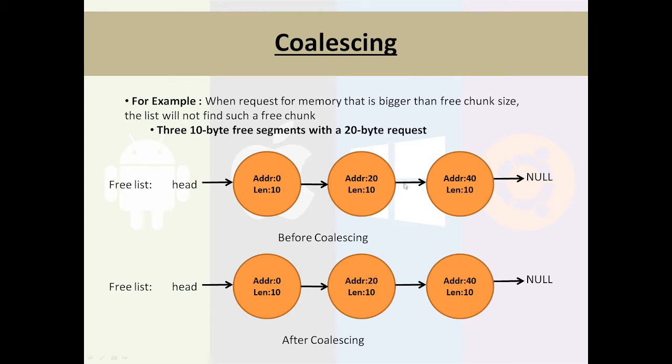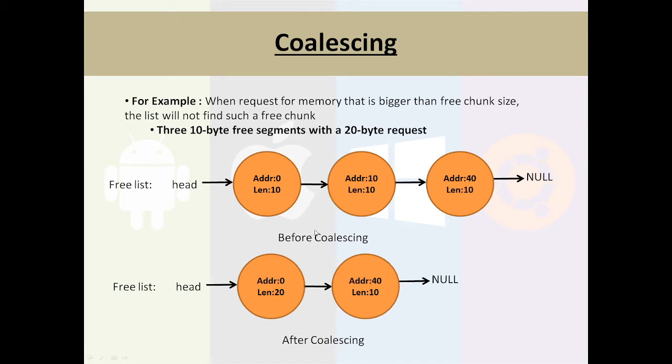So before coalescing you would have this, and after coalescing you would have exactly the same free list setup. That's because coalescing only allows you to check adjacent memory addresses to see if you have in fact got two free chunks or free nodes that are adjacent to each other.